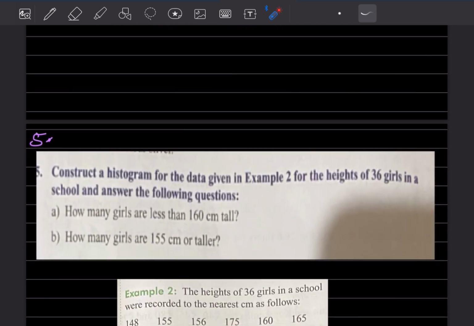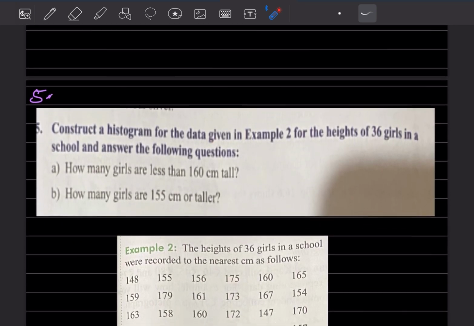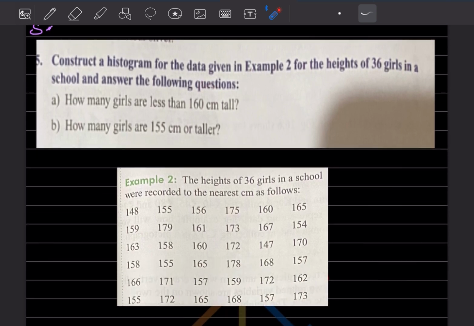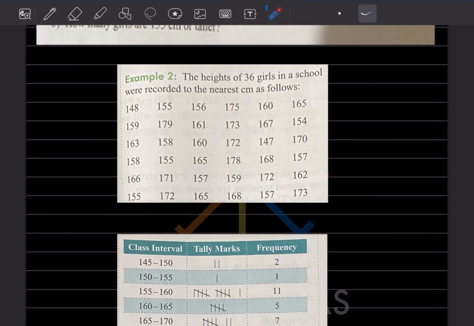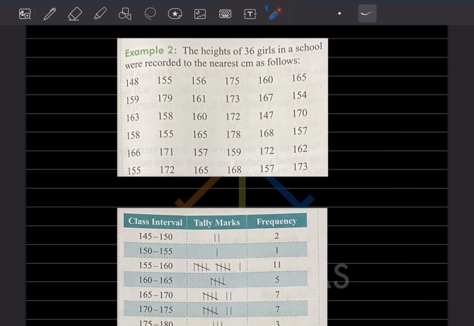Now construct a histogram for the data given in example 2 for the heights of 36 girls in a school and answer the following questions here. So for example 2, I have pasted it here because we want the list of it. First thing, whenever you want to construct a histogram, it's better to see the frequency distribution table. So this is also given there. So I just pasted it here.